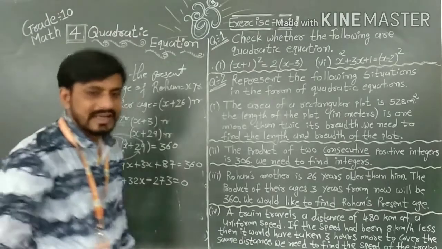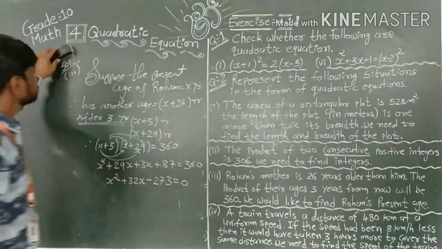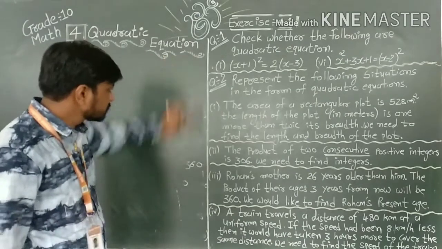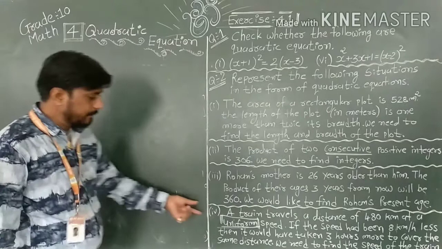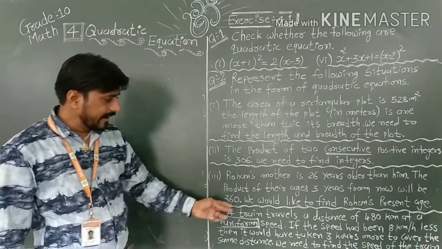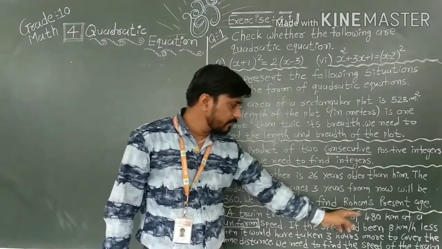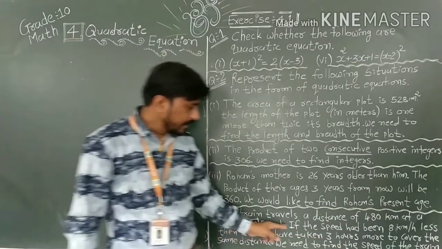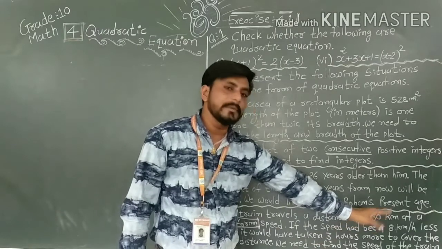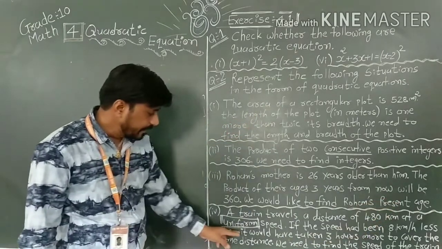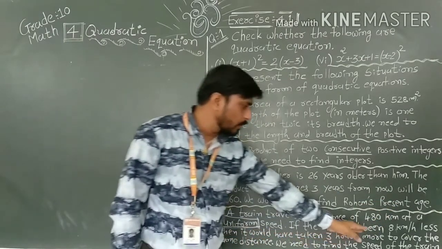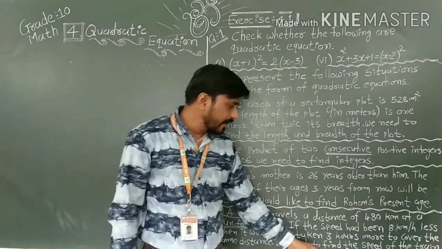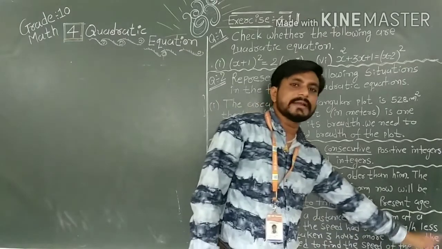Okay, now look, the last example. What is the last example? First of all, I read out example number 4. A train travels a distance of 480 km at a uniform speed. If the speed had been 8 km per hour less, it would have taken 3 hours more to cover the same distance. We need to find the speed of the train.